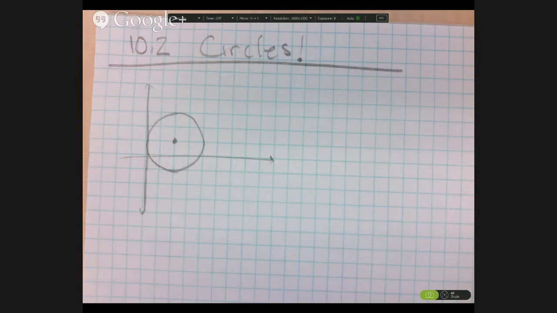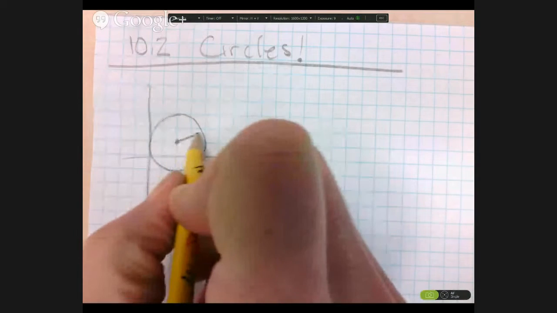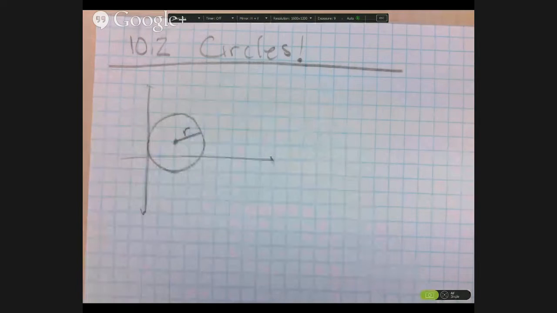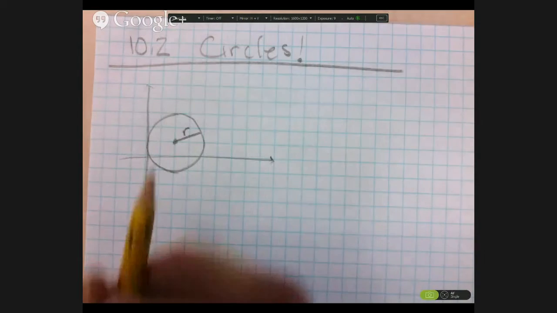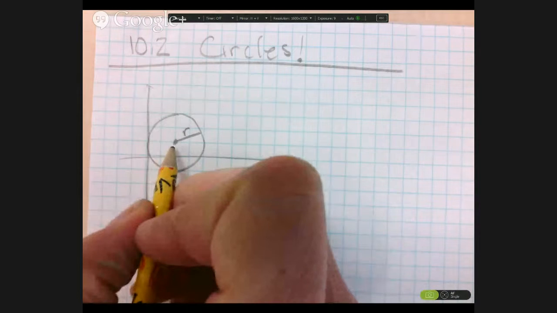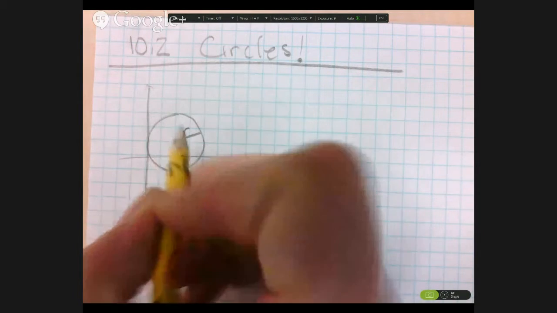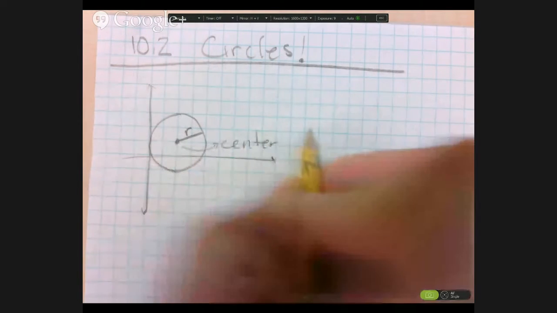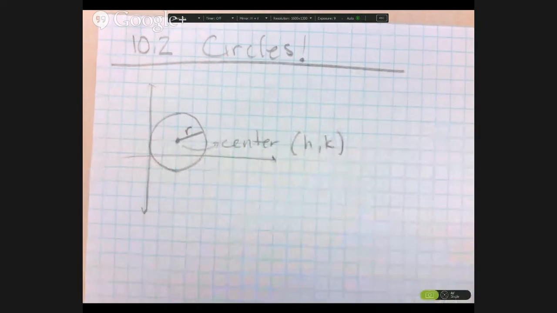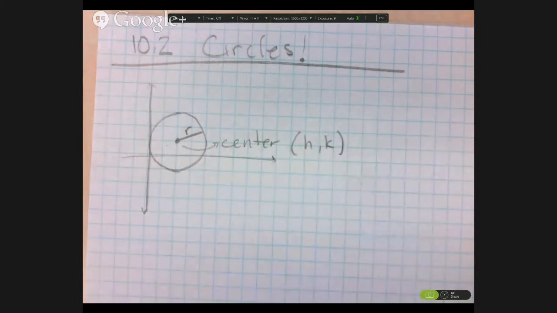But these are, what two pieces of information do we need for a circle? We need the radius length, and we need to locate it. How would we locate a circle? What's that called? The center. And we're going to note that as a coordinate with H, K. It's an X, Y coordinate, but it's a special one. That's just what your book uses, so we're going to roll with it.